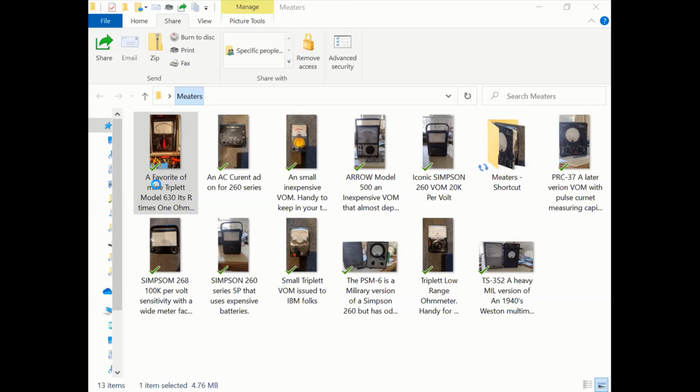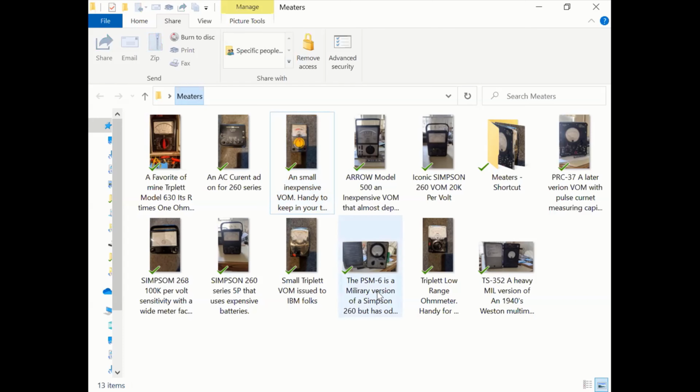Now this is a little tiny general purpose VOM that you can buy, and I like to have one of those in the toolbox. They're so handy to have, and they're cheap. So I keep those in a small toolbox. They don't get beat up as bad. This is an assortment of VOMs that I have.